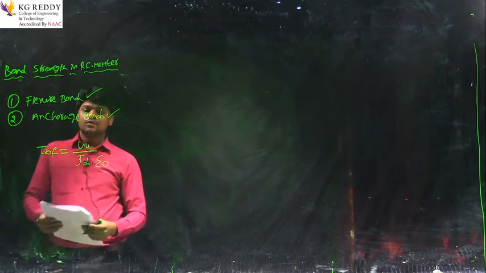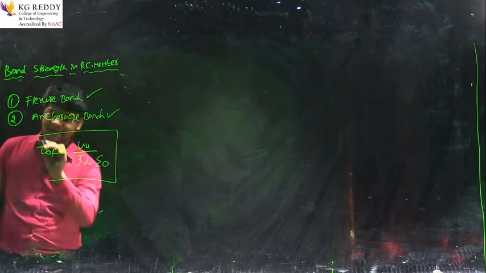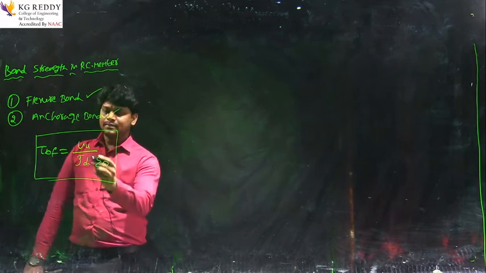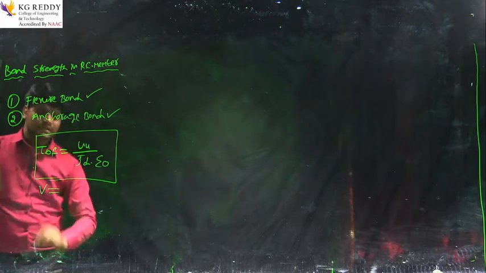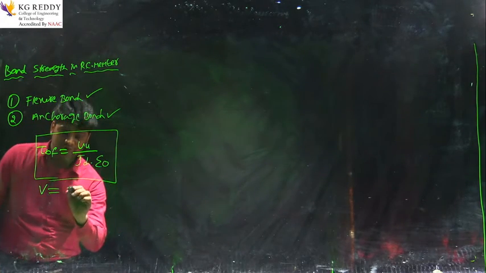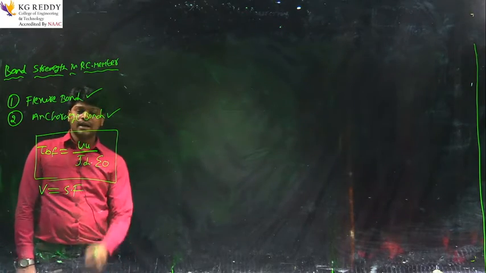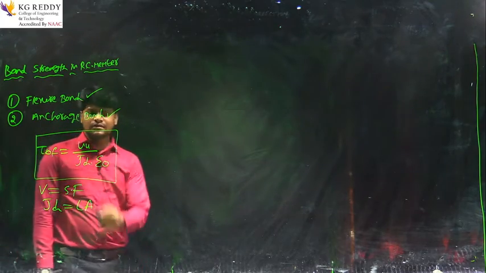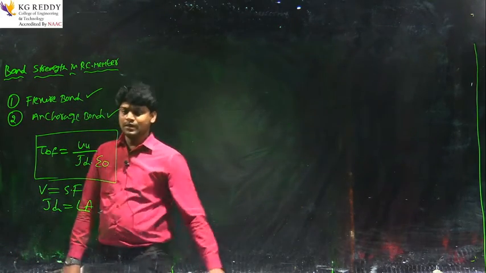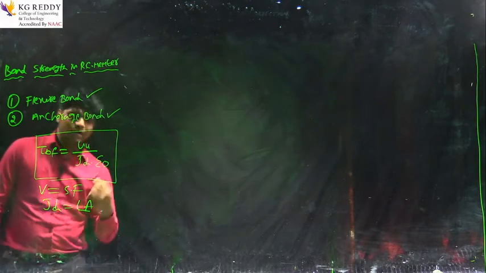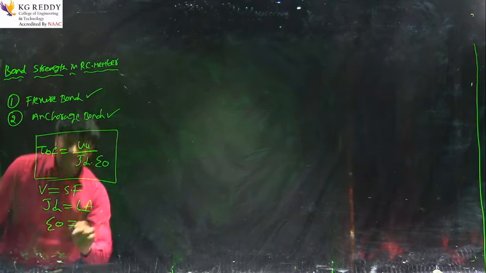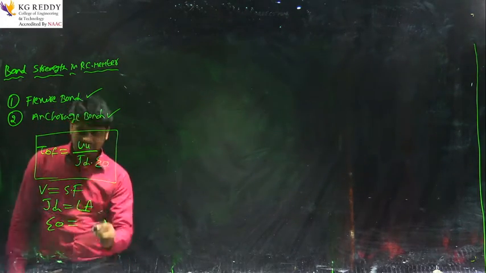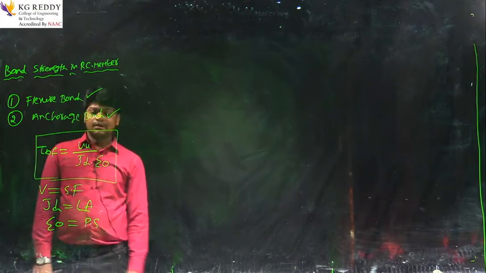So what is the formula here? The design shear force divided by JD into sigma O. V means the design shear force, and JD equals the lever arm, which we discussed in the first unit. And sigma O means the periphery of the steel, or the perimeter of the steel.